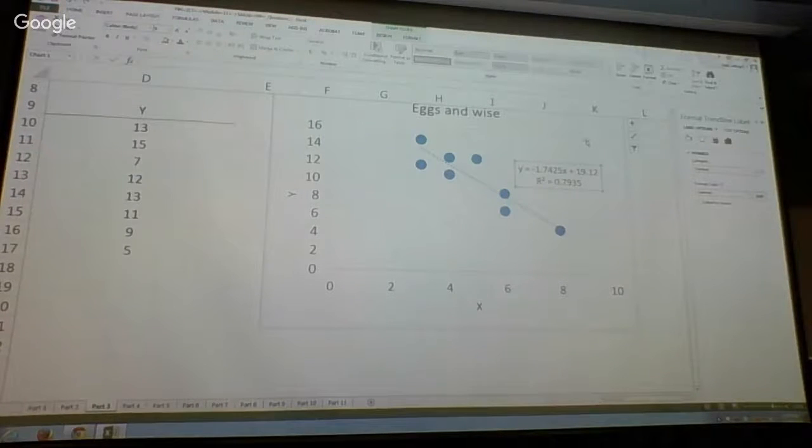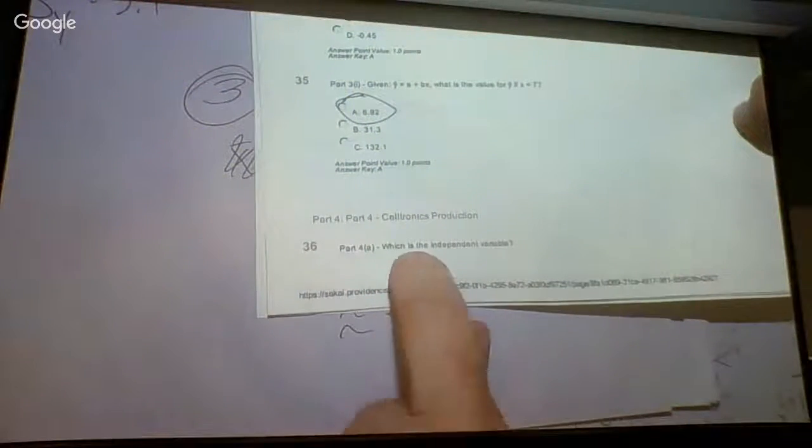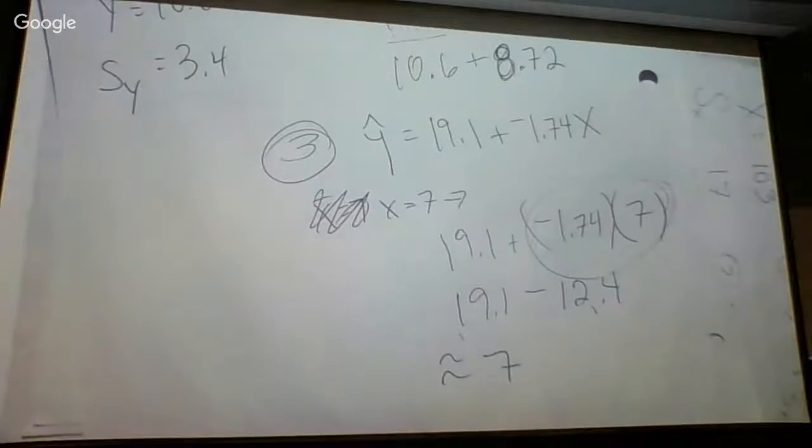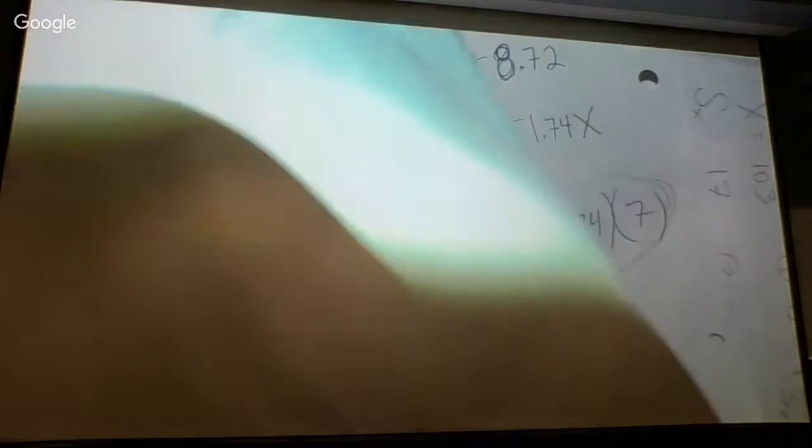Part 3 down, 35 down, 66 to go. We're not even an hour through. All right. Now we're going to talk about Celtronics. We've got to define the independent and the dependent variable. And here's the scenario.